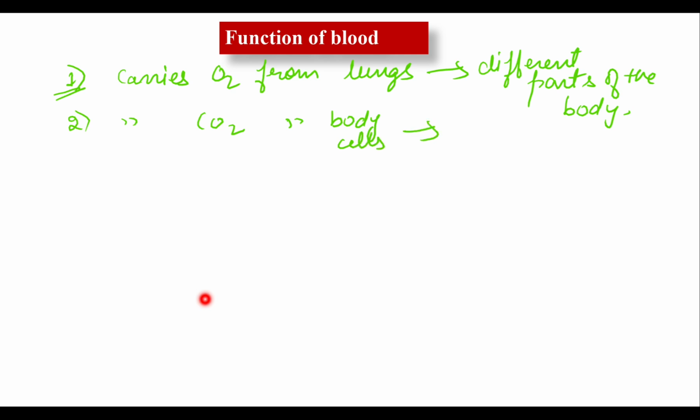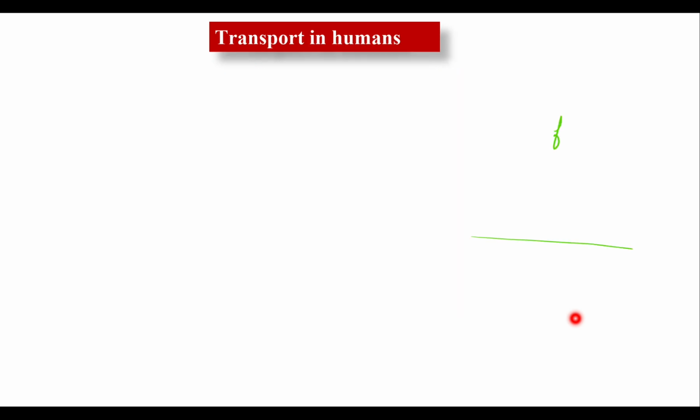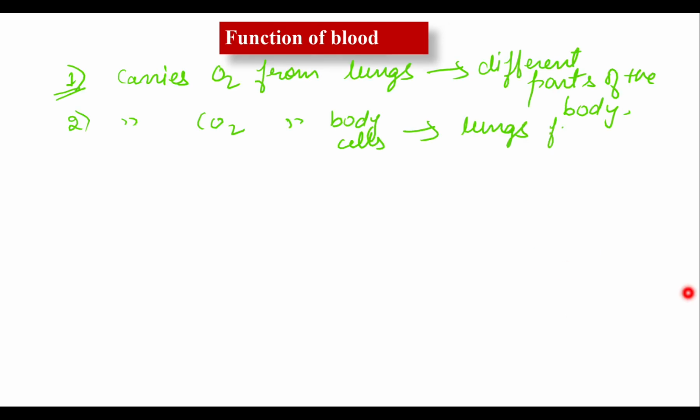Because after the respiration process, when oxygen is taken by the body cells, they give carbon dioxide to the blood, from body cells to the lungs. Okay, then via lungs it is expelled out for breathing out. Clear? Blood also carries digested food. So these are functions related to the transport of substances.